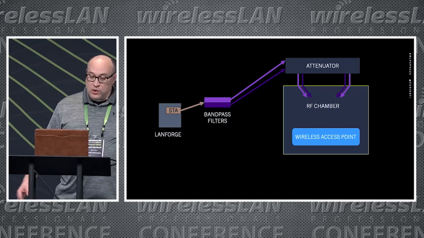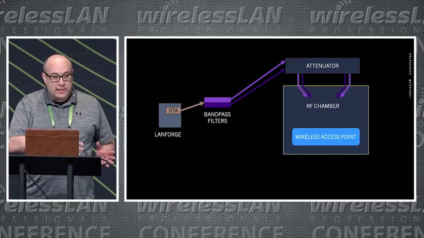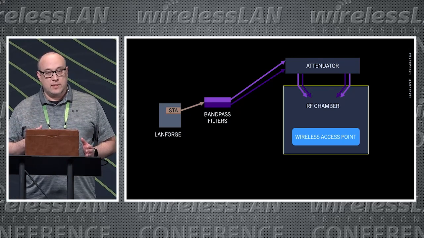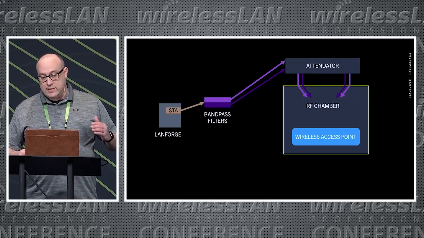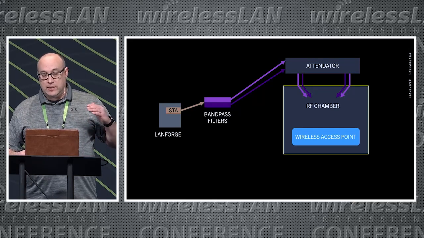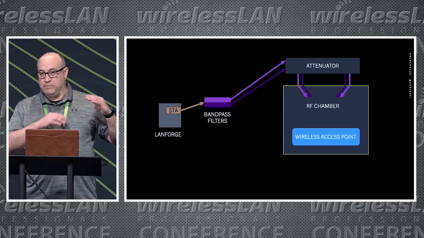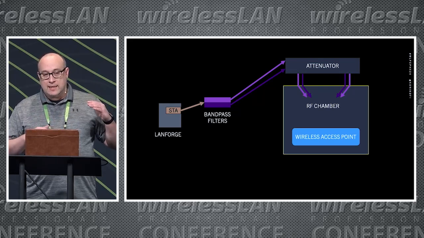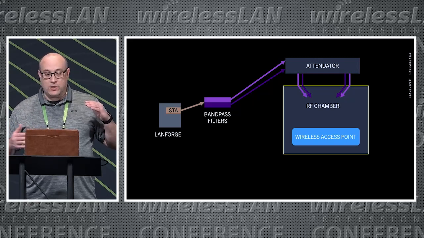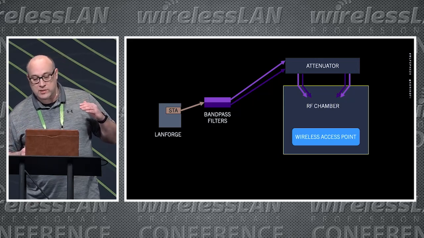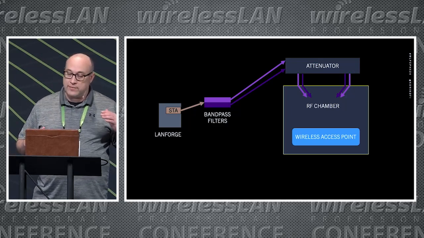And the test goes like this. The LForge client connects to the 2 gigahertz, and then we increase the attenuation on the 2 gigahertz until it gets to the BG scan threshold. Then the station initiates the 11V solicitation. It goes through the query request response with the AP, and then it's steered over to 5 gigahertz.